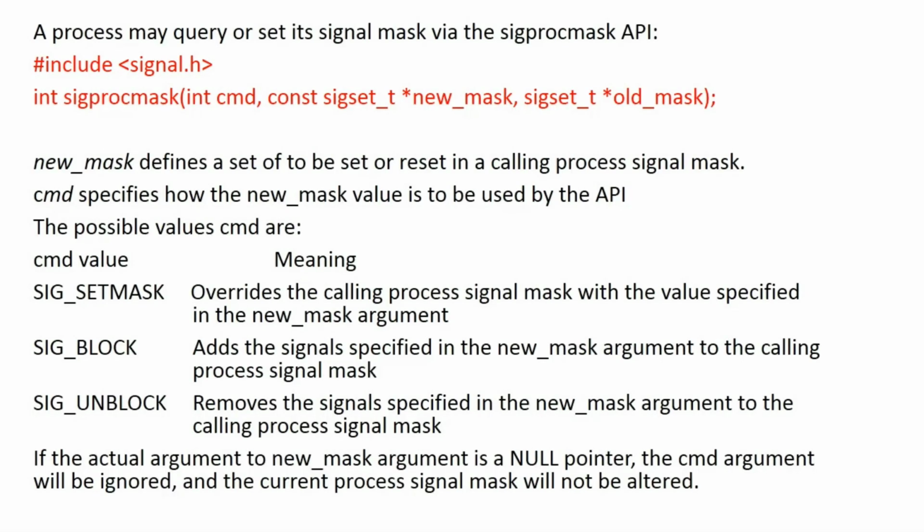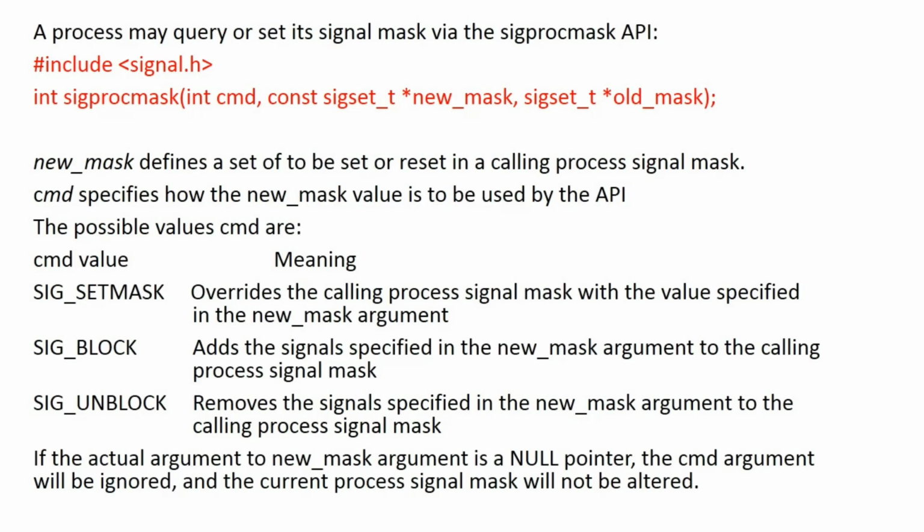The process may query or set its signal mask via the API, that is sigprocmask. So if you want to know how many signals are blocked or pending to take the action, then you will come to know by using this API in your Unix program.